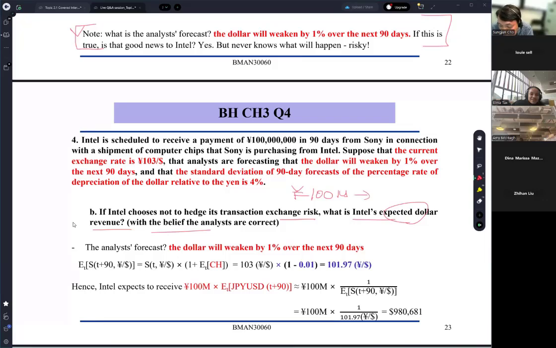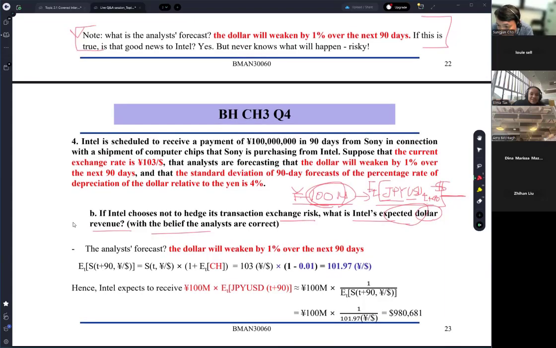We have to convert this into a dollar amount. So we are going to compute the expected dollar revenue. In order to convert this into dollars, we need JPY/USD after 90 days. If you convert yen into dollars, you need JPY/USD 90 days from today. You need the expectation of this exchange rate. By multiplying this with this expected rate, you will get the dollar amount.